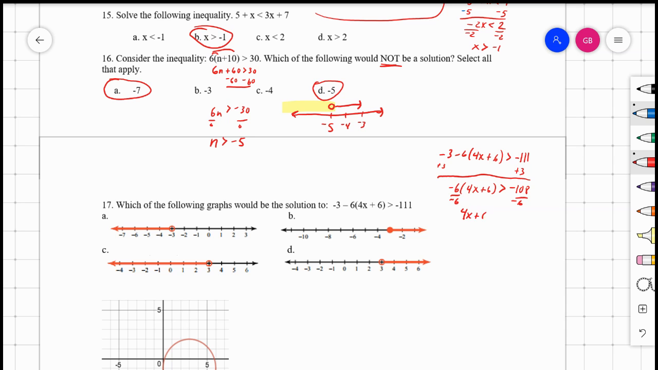So 4x plus 6. Now I need to switch the inequality since I'm dividing by -6. And this is now 18. Okay, and then I'm going to subtract 6 on both sides. And then divide by 4. So x is less than 3. So it's going to be open at 3 and to the left. So let's see.